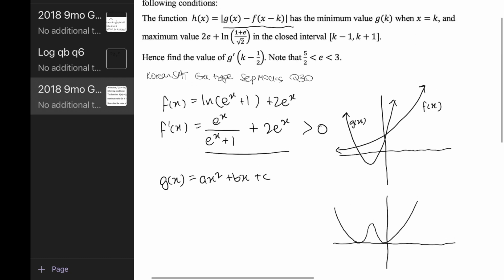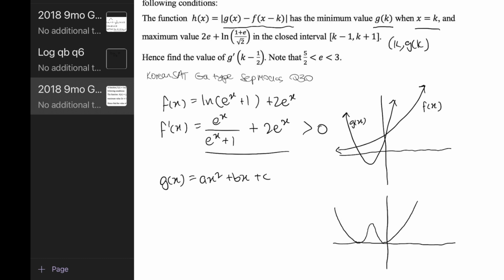Let's look at the first part of this question. It says here that the function h of x has the minimum value g of k when x is equal to k. So what that means is that the minimum value we can find is at the coordinates k, g of k.